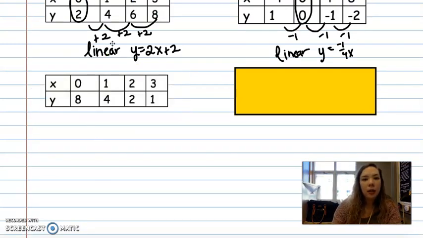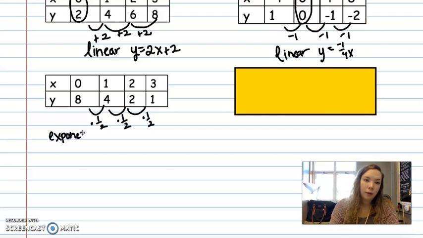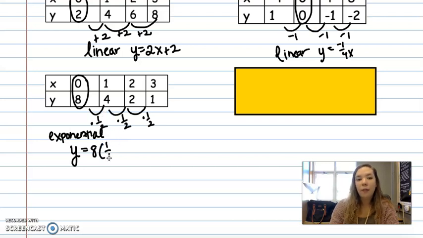This time it looks like my pattern would be times 1/2, times 1/2. And since we're multiplying, this is going to be exponential. And then my 0 term in this case is 8. So I would have 8 in front, then whatever my ratio is. So this would be 1/2 to an exponent of x. That's how we would write these.